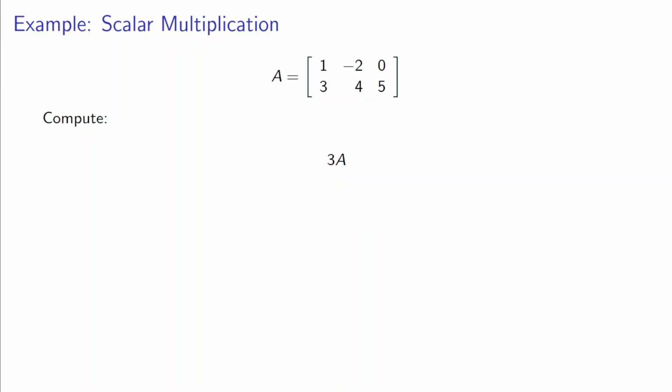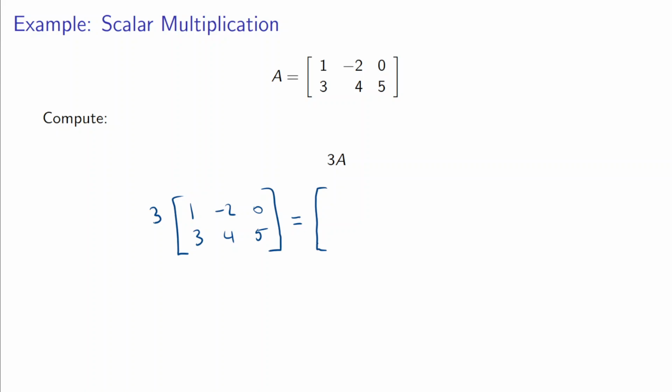If we move on to scalar multiplication, we want to take this 2 by 3 matrix A here and multiply it by 3. So 3 times 1, -2, 0, 3, 4, 5. Again, we're borrowing our scalar multiplication of vectors and doing that column by column. This will similarly boil down to essentially multiplying each component by that scalar.